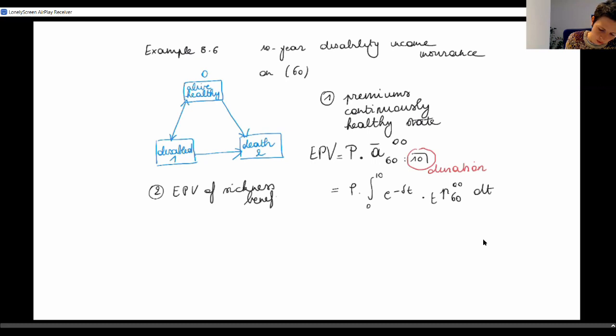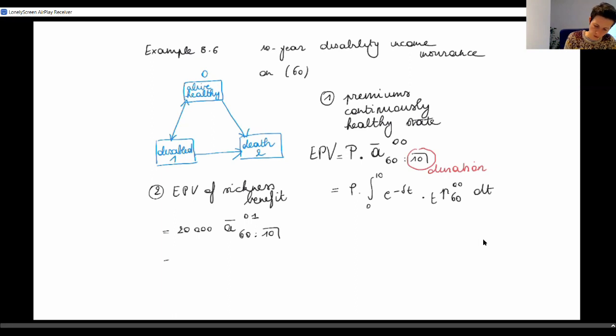That's also a classic, of course: whenever I enter the disability state, I will get a certain replacement income. In this example, it's 20,000 euro per year whenever I'm in the disabled state, and this benefit is paid continuously at a rate of 20,000 per year. So in order to value this, I'm going to use the 20,000 as the given rate, and I'm going to use the valuation of a continuous annuity issued to a 60-year-old. Duration is 10 years. I start in state zero, and this pays whenever I'm in state one, right?